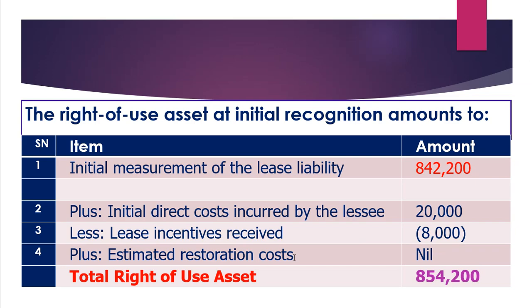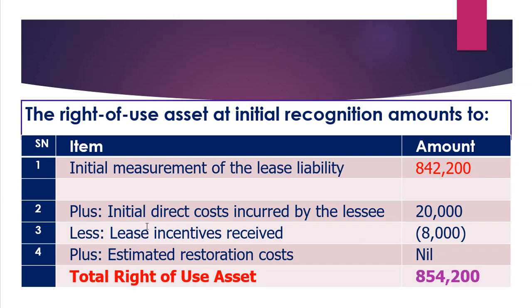Must be discounted because in most cases, decommissioning costs or dismantling costs are paid at the end of the what? At the end of the project. So we get the present value because that is a future value. Add it back also, but less any lease incentives. What you get is the cost of the right of use asset at initial recognition.